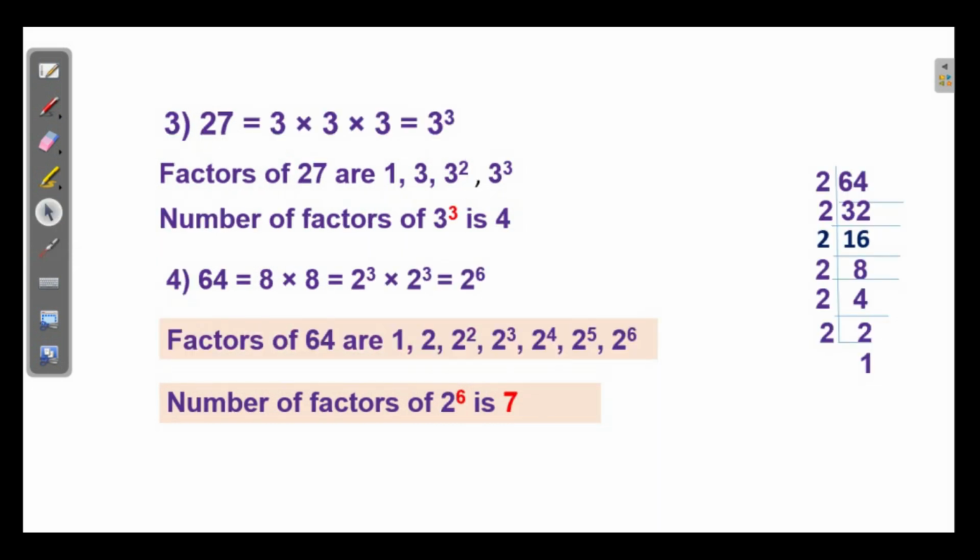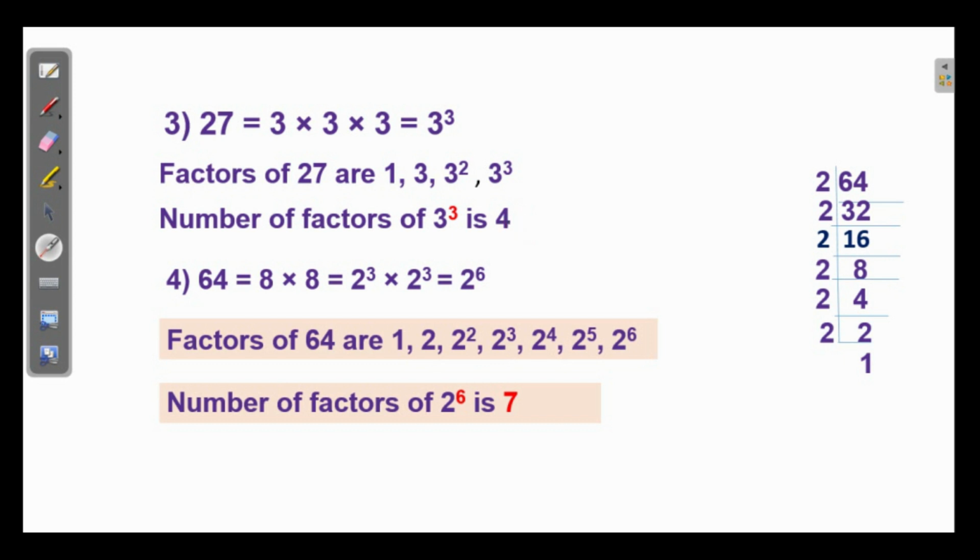27 is also written as a power of the prime number 3. 3 cube. 27 is equal to 3 cube. And the factors are 1, 3, 3 square is 9, so 1, 3, 9 and 27. The number of factors of 3 cube is 4. Here the exponent is 3 and the number of factors is 4.